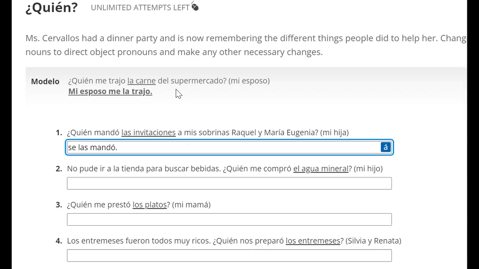Now let's actually complete the exercise the right way. And we're supposed to answer this question, and the answer is mi hija se las mandó. So this is, who sent the invitations to my nieces, Raquel y María Eugenia? My daughter sent them to them, sent the invitations to the nieces. So that's how that would work. Let's move on to the next one.